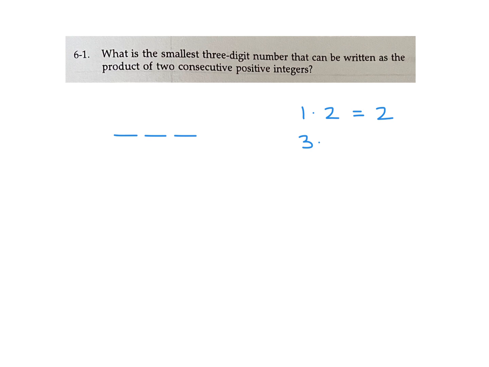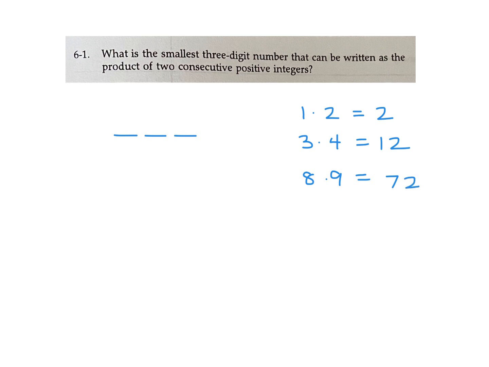Say two consecutive integers, 3 and 4. What's their product? 12. Okay, now we have a two-digit number. So we're getting bigger. Let's see, how about 8 and 9? What does that do? That's two consecutive numbers. Their product is 72.